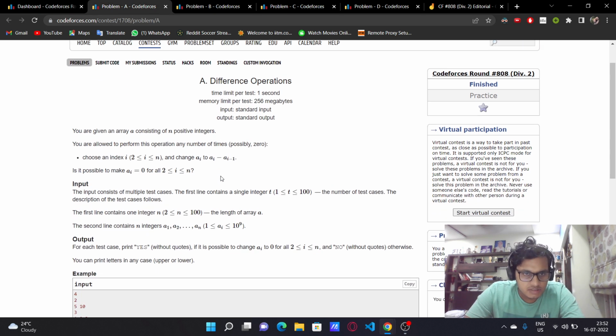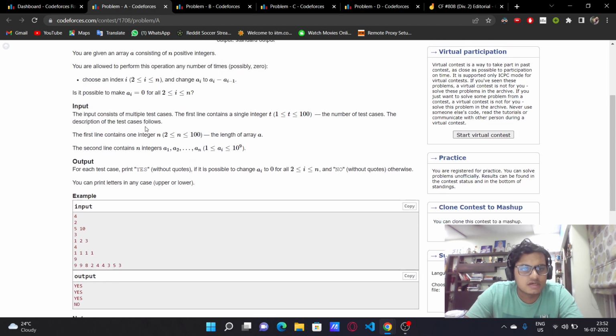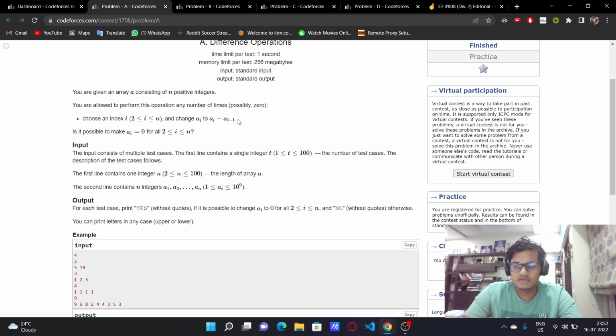So in problem A, we are given an array of positive integers and we are allowed to make this particular type of operation, and we have been asked whether we can make all a_i 0 except for the first element. Basically, we can take an element and subtract it from the next element, and we can do this any number of times that we want, possibly 0. So we just need to tell whether we can achieve this or not.